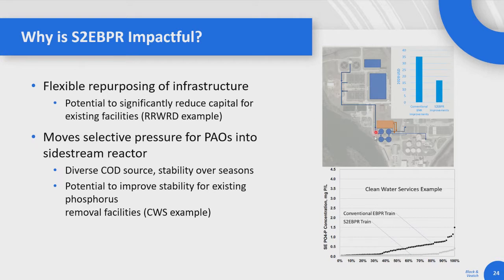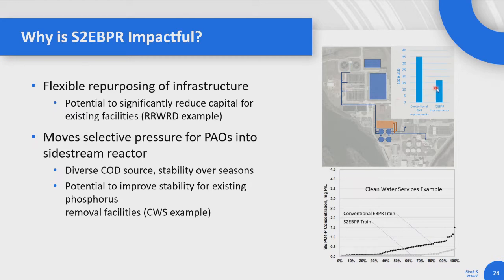But maybe there's some old tanks that are out of the way, right? But if we're really just diverting RAS to those tanks, instead of having to take primary effluent and RAS, and it's just a portion of it, well, it can become much more hydraulically attractive, because we're just pumping a portion of RAS to those tanks and then returning it back to the influent of the aeration basins. Reusing that tankage can save a significant amount of capital, right?